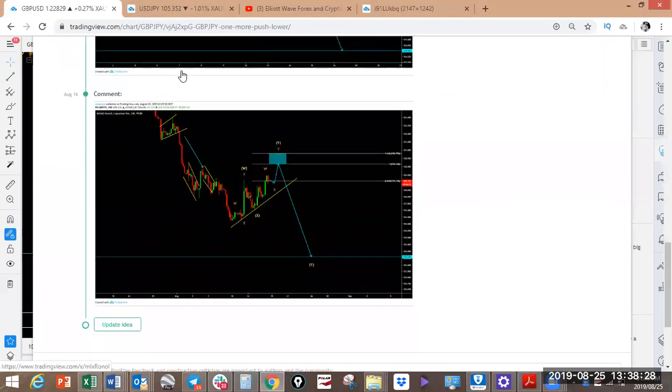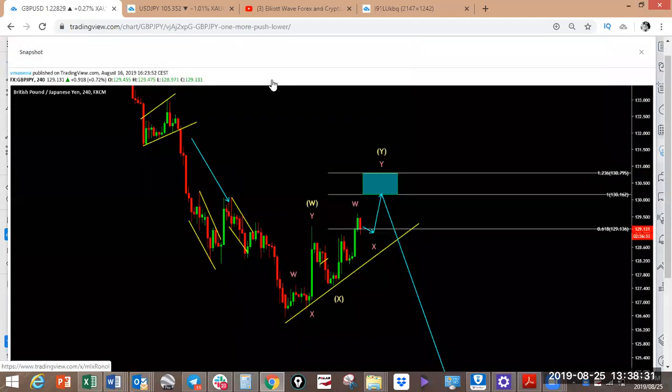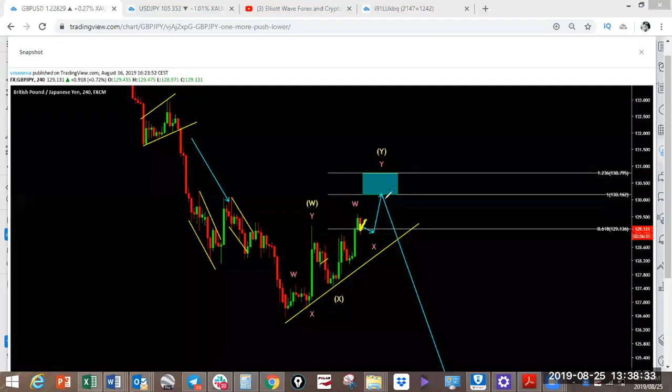Now this is the latest update, as you can see. Latest update, what happened with this one here? It pushed into the blue box and now it moved from this level. So now what we're going to be looking for in the next week is this. Now we're going to be looking at this corrective structure.